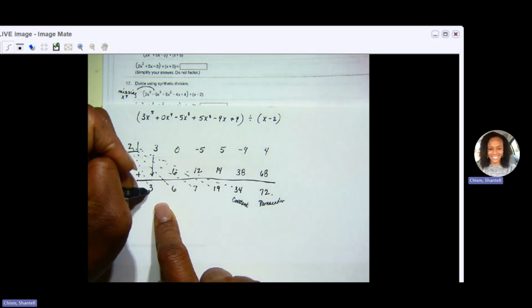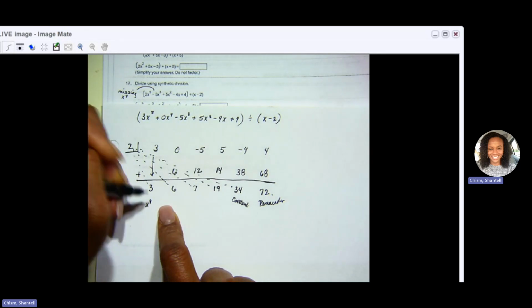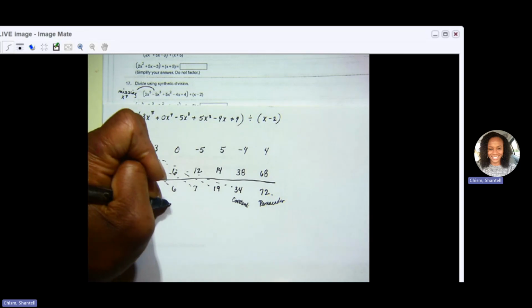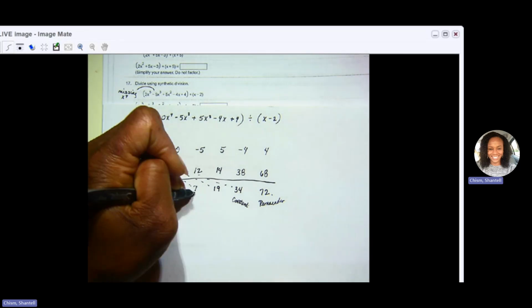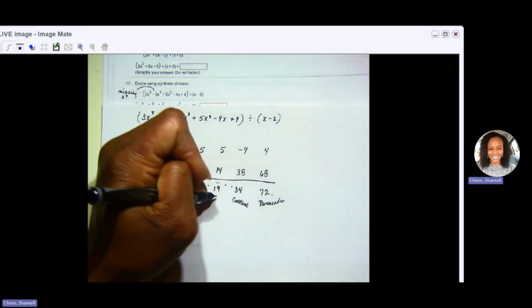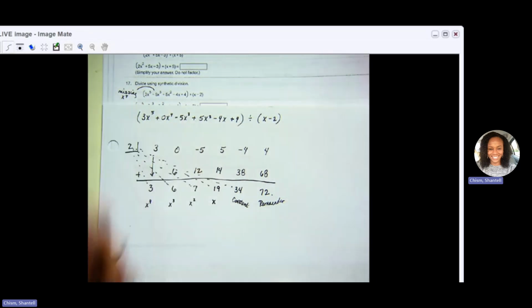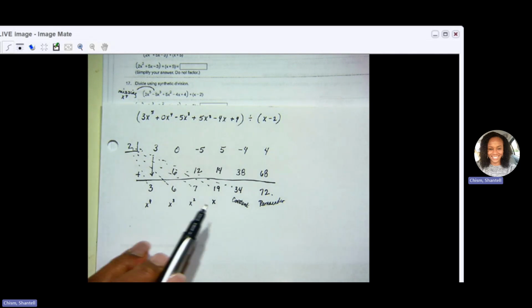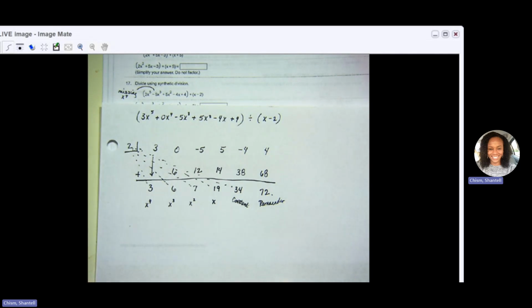That means this is the coefficient of x to the 4th. This must be the coefficient of x to the third. This must be the coefficient of x squared. And then this must be the coefficient of x. So x to the fourth, x cubed, x squared, x, and then our constant.